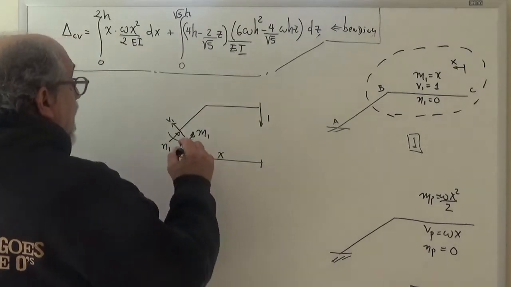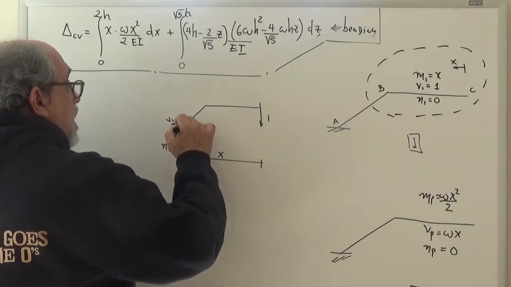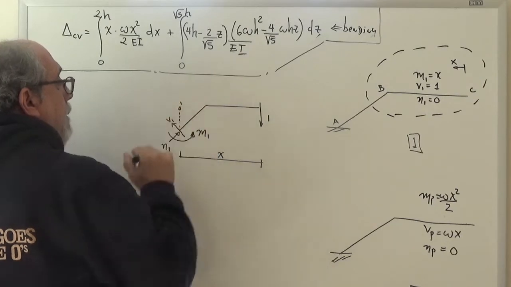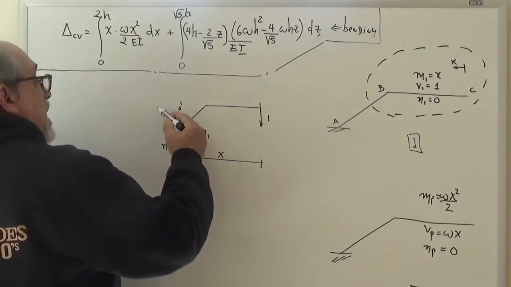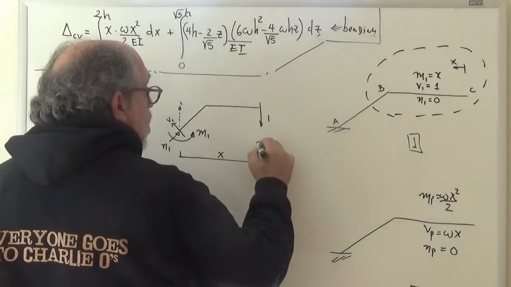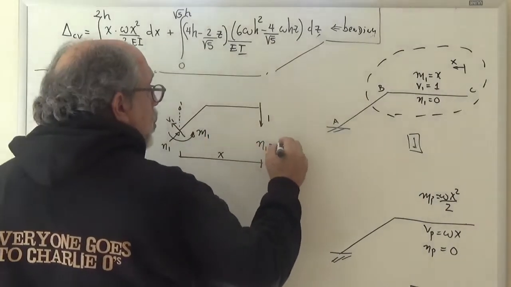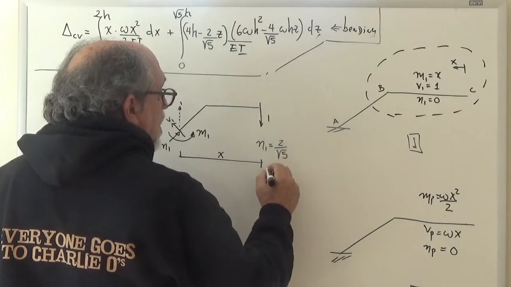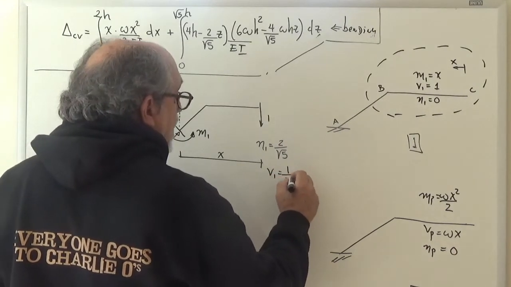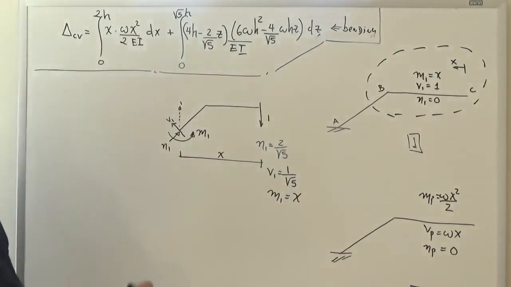So here, I can see that in this free body, the sum of the forces in Y requires that there be a 1 here, right? So that 1 has a component in the X and in the Y, and so we can see right away that N1 is equal to what? N1 is equal to 2 over square root of 5. V1 is equal to 1 over square root of 5. And M1 is x, right? So taking moments about here.